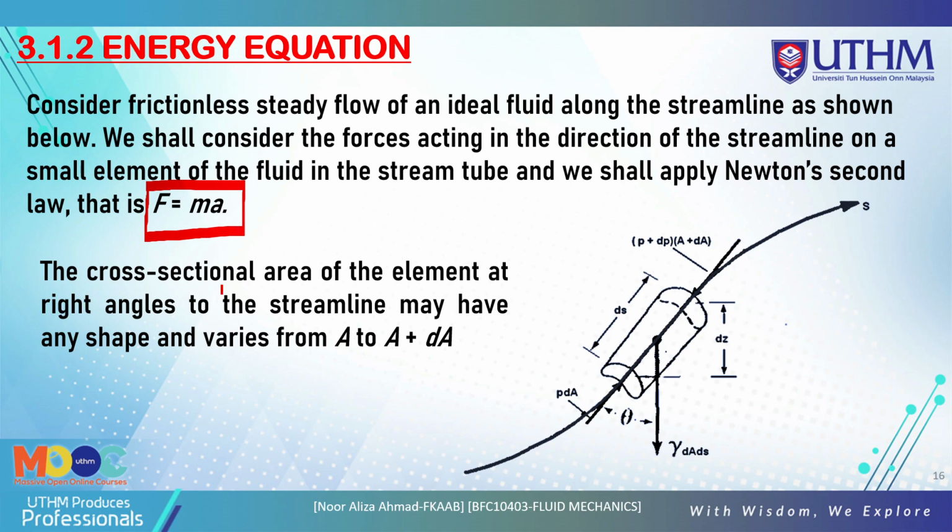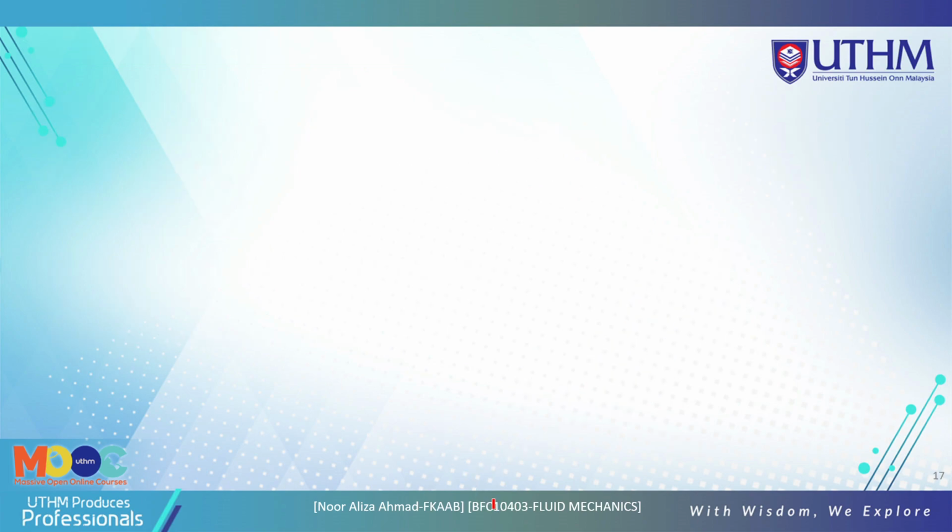The cross-section area of the element at right angles to the streamline may have any shape and varies from A to A here. This is where the flow is in, and this is out here. So this is called out, this is called in. Okay, so this is the concept.